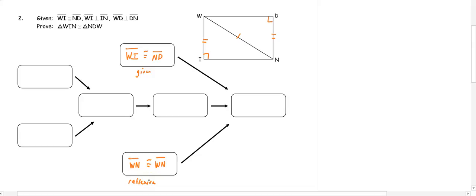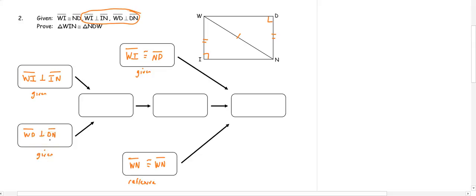Now, in the middle, we have a lot of boxes, which is going to deal with these two statements. So each statement gets its own box. WI is perpendicular to IN. That was given to us. And WD is perpendicular to DN. That was also given to us.